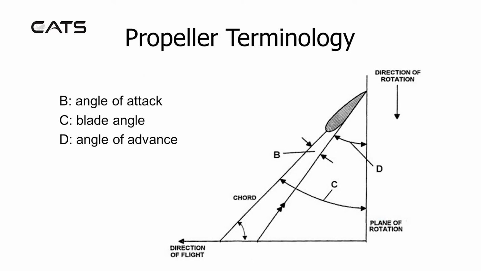Here's another image of propeller terminology where you could be asked what several of the angles are. So in this diagram, B is angle of attack, which is the angle between chord line and relative airflow. C is chord line to plane of rotation, blade angle. And D is relative airflow to the plane of rotation, angle of advance.